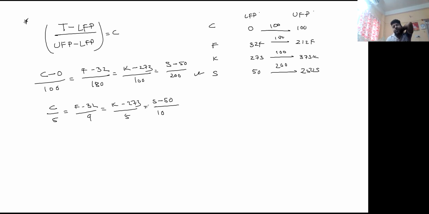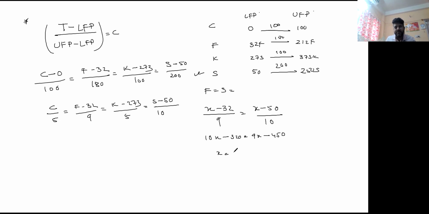Suppose the examiner asks: at what temperature are the Fahrenheit scale and Shom scale equal? Let X be the temperature. X minus 32 by 9 equals X minus 50 by 10. So 10X minus 320 equals 9X minus 450. So X equals minus 450 plus 320, that is minus 130. So at minus 130, the Fahrenheit scale and Shom scale are equal.